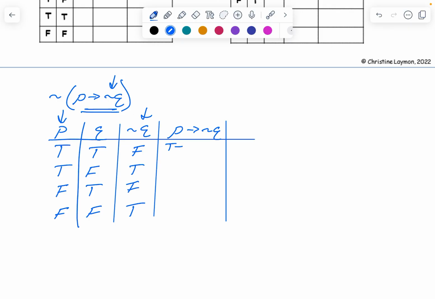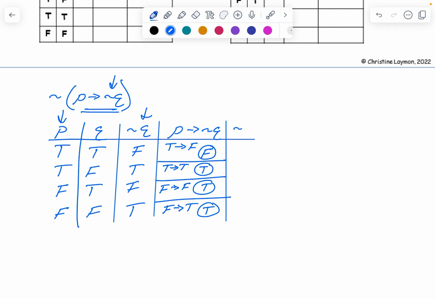So true implies false. That's our bad one, right? False. True implies true. True. False implies false. True. And false implies true. True.